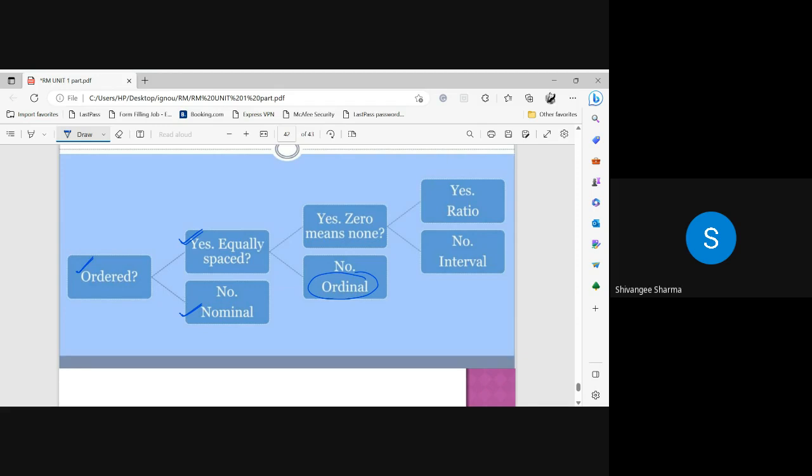And if the difference is the same, then the next question is about zero, which means none. If zero is arbitrary, yes, then it is real.